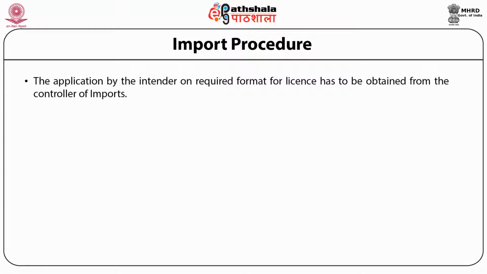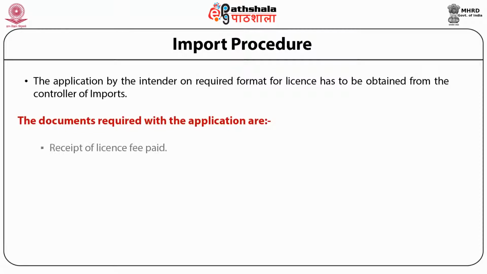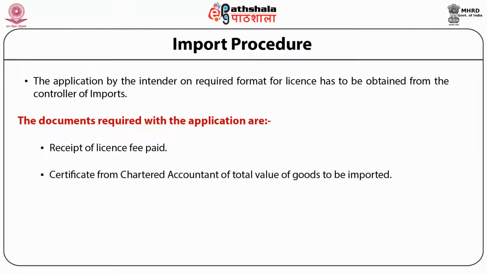The application by the intender on the required format for license has to be obtained from the controller of imports. The documents required with the application are receipt of license, fee paid, certificate from chartered accountant of total value of goods to be imported, verification certificate from the income tax.